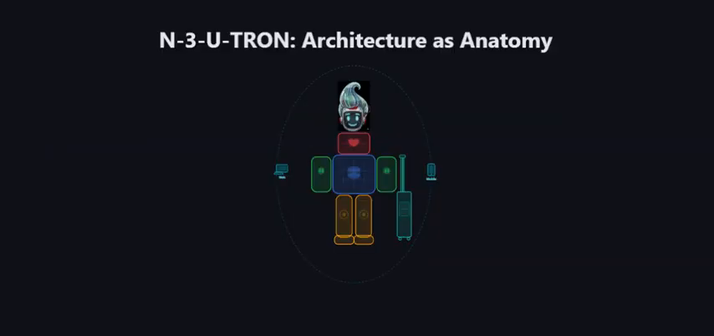Introduce a mental model that makes this whole architecture easier to remember. We call it N3Utron, and it maps the technical architecture to a human body. Why a body? Because bodies are systems of specialized parts that work together. Your brain doesn't try to be your heart. Your legs don't try to be your arms. Each part has a job, and the whole system works because each part does its job well. That's exactly how a well-architected application should work.